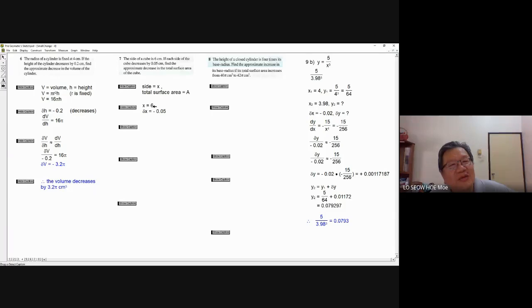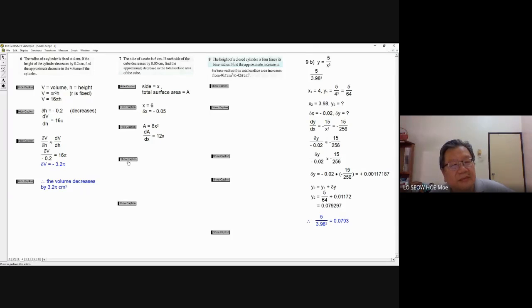Okay, so whatever they tell me, I record down here. Get ready, substitute into the formula. This is the relationship between the side and the area. This area is 6x squared. Cube, one side is x squared. You have 6 sides, 6 surfaces, so you have 6x squared. And you cannot leave it like this. You have to differentiate because this is a topic on differentiation. So differentiate, dA/dx is 12x.